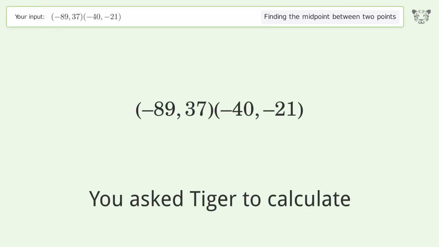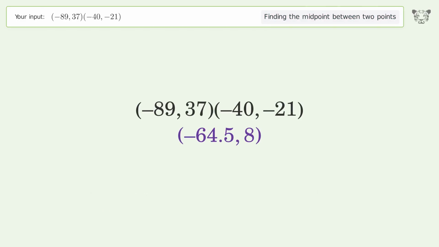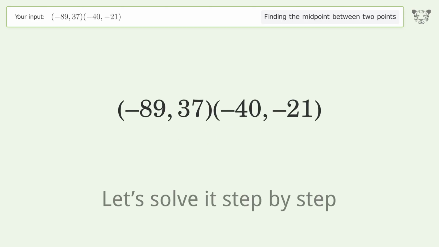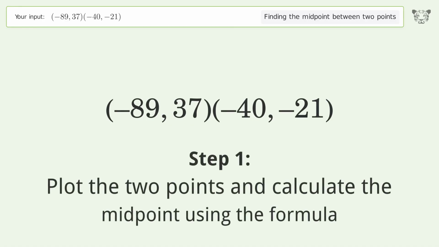You ask Tiger to calculate. This deals with finding the midpoint between 2 points. The midpoint between the 2 points is negative 64.58. Let's solve it step by step. Plot the 2 points and calculate the midpoint using the formula.